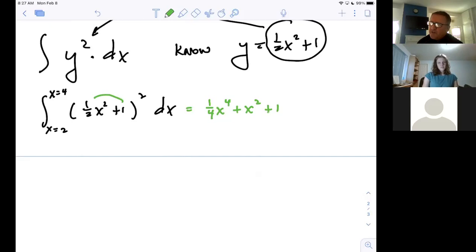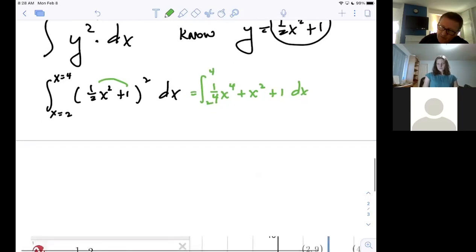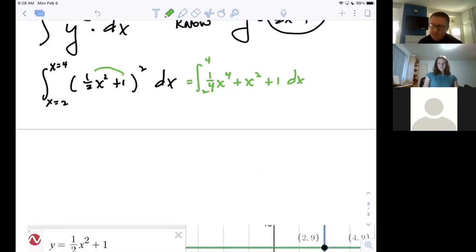I didn't have to substitute. I didn't have to change x into some other letter. Maybe I could have done that, but in this case, I just rewrote it, and nothing else changes. So if I take the integral of 1/4 x to the 4th, the x to the 4th grows 1, so it becomes x to the 5th. I divide by 5, so now I get 1/20th x to the 5th. The x squared grows an x cubed, and then you divide by 3, and the 1 grows an x. And I evaluate that at 4 and 2, and I should have my answer.